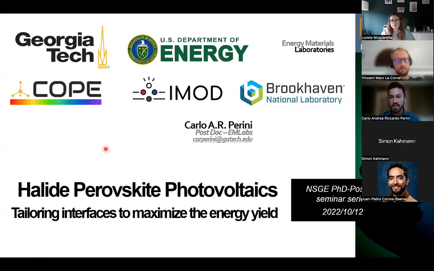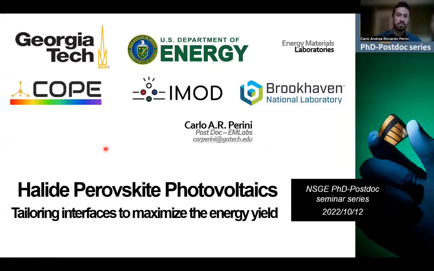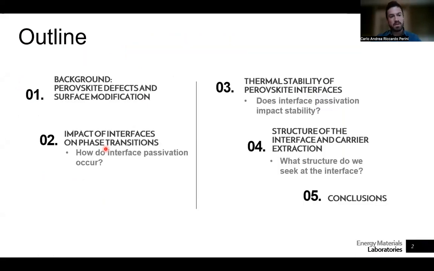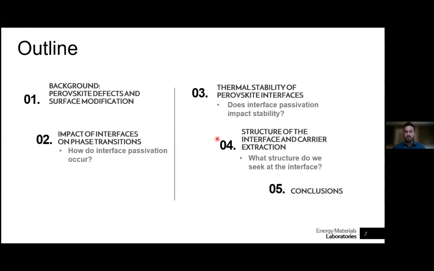Today, I will discuss how to tailor interfaces in halide perovskites to improve not only the performance of devices, but also their stability. I will start with a short background on defects in perovskites and what surface treatments are normally used for. Then I will present an example of interface treatments in perovskite devices, investigate the thermal stability of surface-treated interfaces, and also try to understand the kind of structure that we want at the interface.